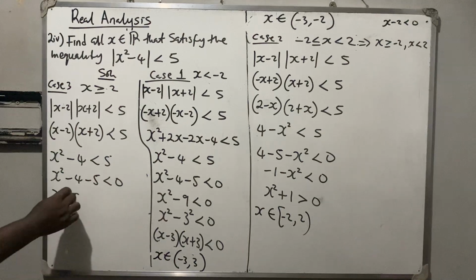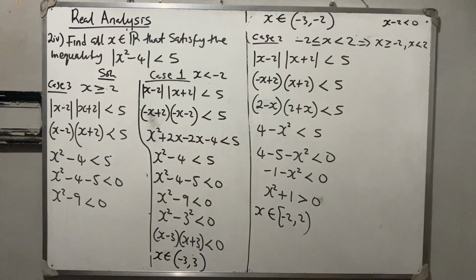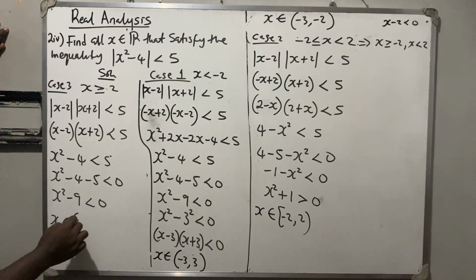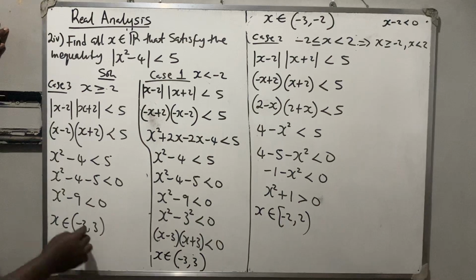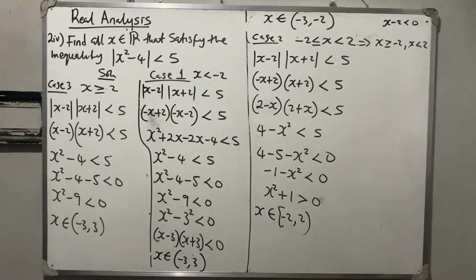That x squared minus 9 is less than 0. I think we have solved this one before, and when we solved it, we got that x is an element of (-3, 3). Then if you combine it with this one, what do we have? Let us combine it to see what we're going to have.